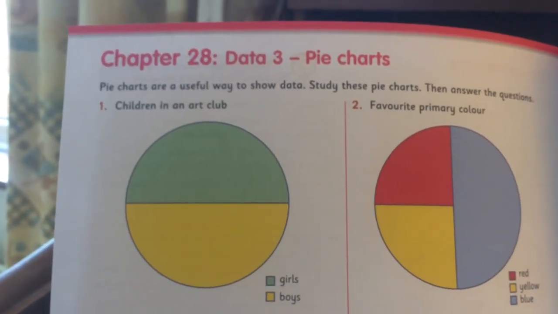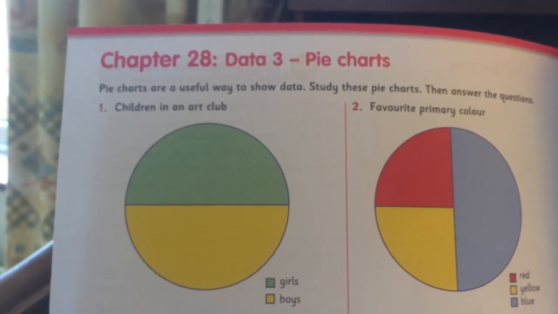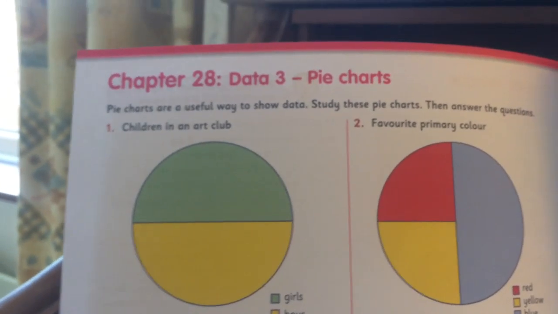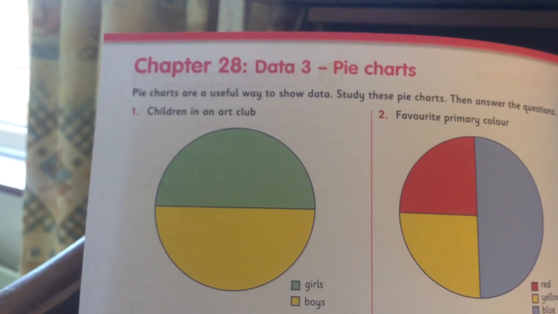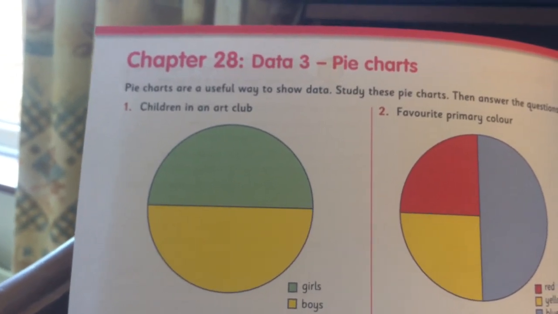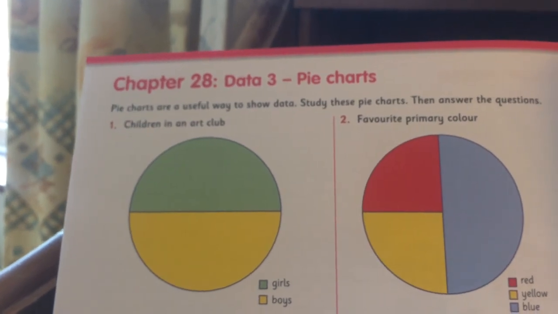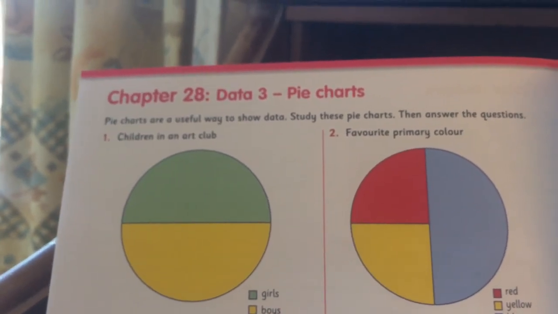So we're on page 152 and we're on data and we're looking at pie charts. They're related to circles because pie charts are circular representations of information. Everything to do with data is about how to draw a chart to represent information. If we look at pie charts here, they show data. So study these pie charts and then answer the questions.